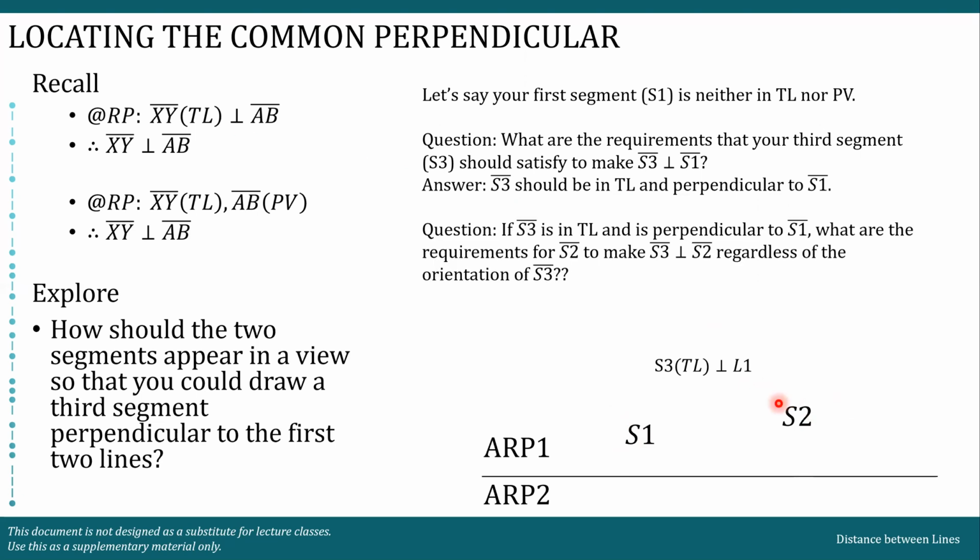Ano yung S2? Next question. If S3 is in TL and is perpendicular to S1, sorry, dapat hindi TL. S1 dapat ito. Perpendicular to S1, what are the requirements for S2 to make S2 or S3 perpendicular to S2 regardless of the orientation of S3? So if this is TL, then we can either make S2 some random line na perpendicular sa kanya. However, hindi natin controlled kasi kung ano ang, kumbaga hindi natin kayang kontrolin yung direction ng S2.